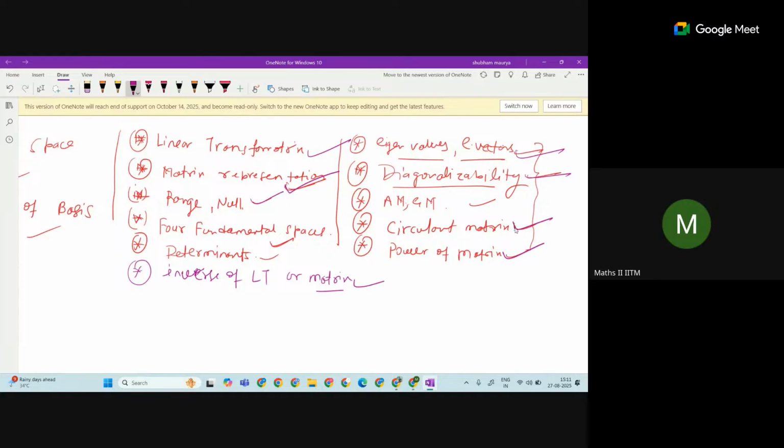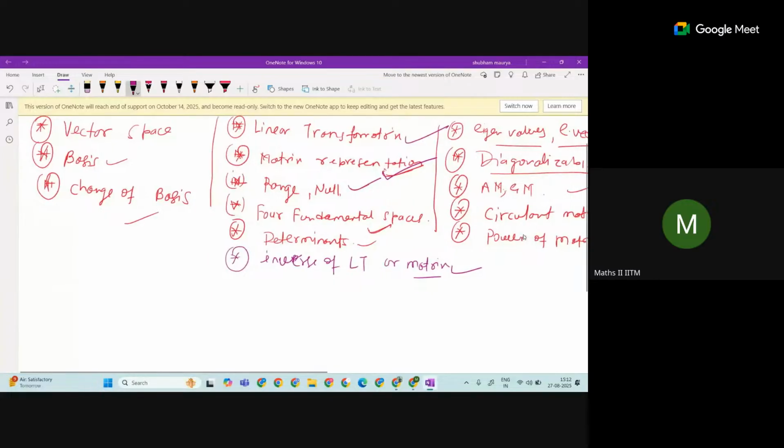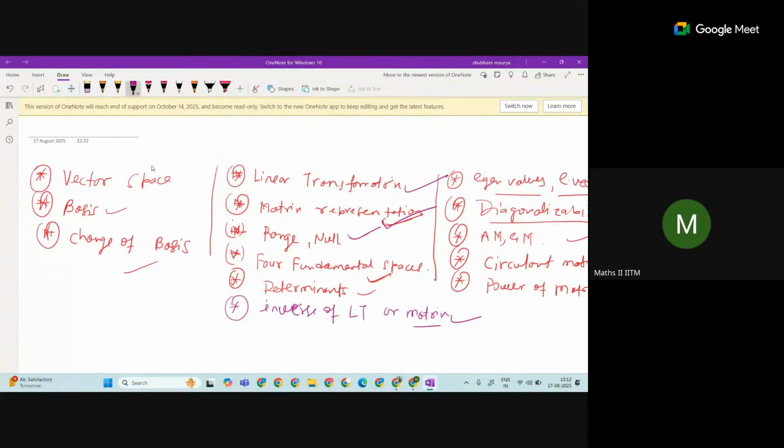It is important in week 1 to 8 also, and it is part of week 12. So circulant matrices are very, very important. We wrote down a question on circulant matrices and discussed it in great detail in the last session for week 12. So we'll quickly discuss these topics.